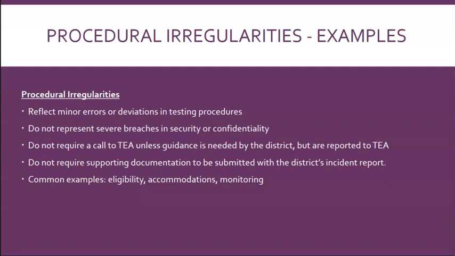They do not require a call to TEA unless there is guidance needed, but they are still reported to TEA. So just because we don't have to call them automatically to get guidance doesn't mean that we don't still have to report these items to the Texas Education Agency. It does not require additional documentation to be submitted with the district's incident report. With serious irregularities, you're sending in a lot of different documentation that goes along with that. So some common examples that we see mainly are eligibility errors, accommodations errors, and monitoring errors.